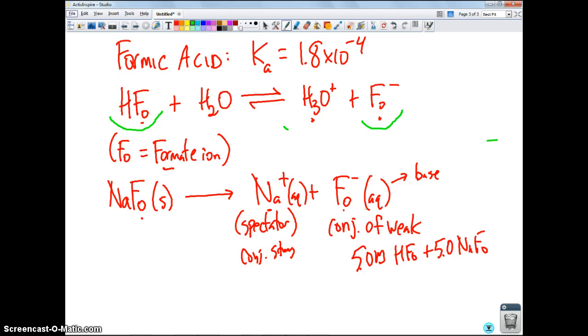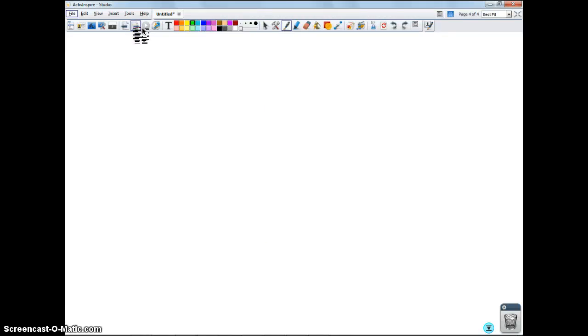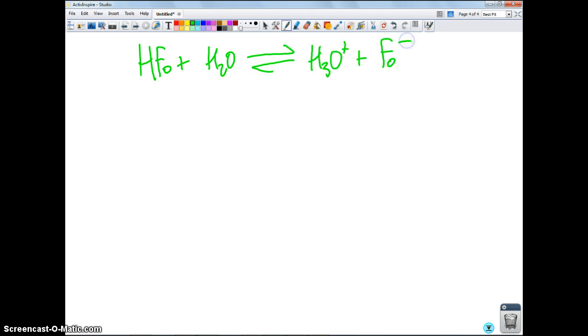So, if we were to rewrite this as a separate reaction, a separate way of looking at what's going to take place, here's what we're going to have. I want HFO and water to form the ion of the acid and the formate. So now, what is my initial concentration? I had 5 molar formic acid, and I had 5 molar formate.